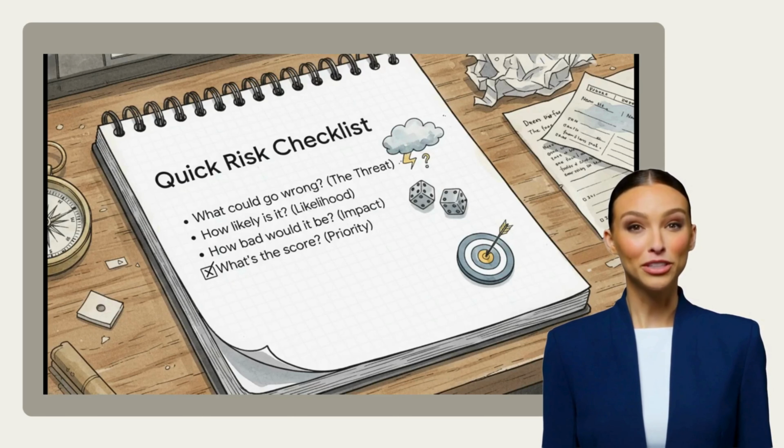And here's something you can take with you right now. A super quick checklist for any potential issue you run into. Just ask these 4 questions. What could go wrong? How likely is it? How bad would it be? And once you do that, what's the score? It's like a mini risk assessment you can do on a napkin in about 2 minutes.